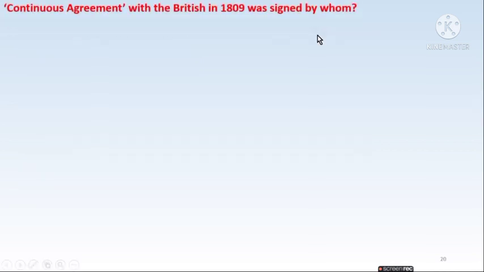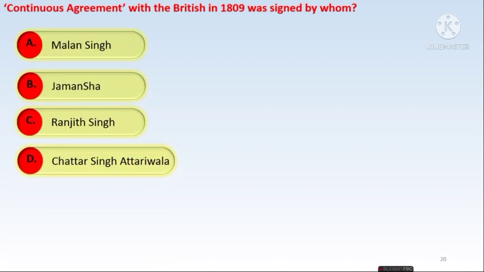The next question is, the continuous agreement with the British in 1809 was signed by whom? Malan Singh, Jaman Shah, Ranjit Singh, Chhattar Singh Atriwala. Yes, what is the answer? It is by Ranjit Singh. In 1809, the agreement was signed between the Britishers and Ranjit Singh.